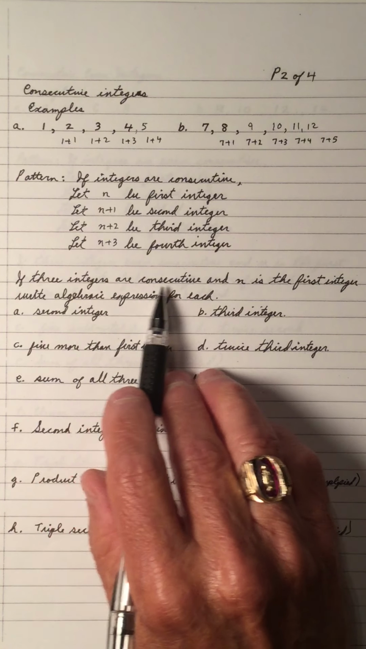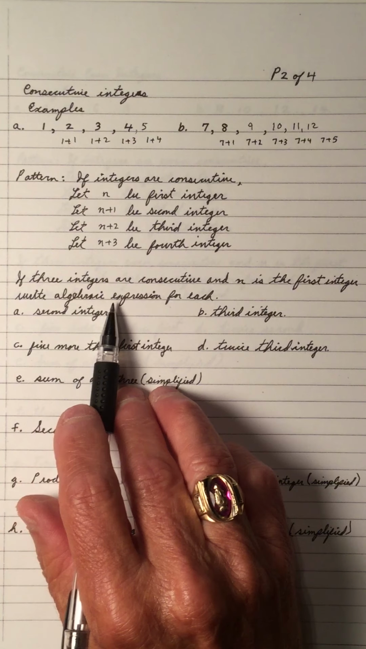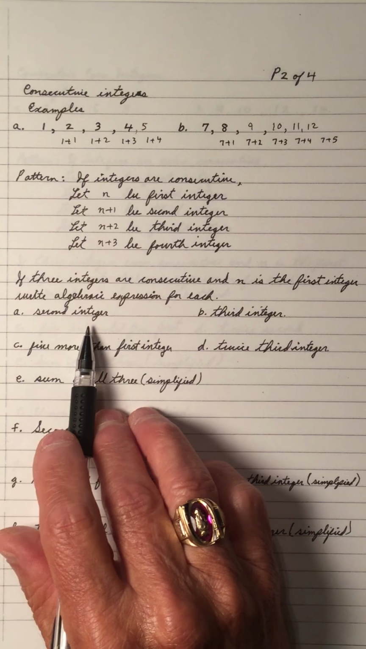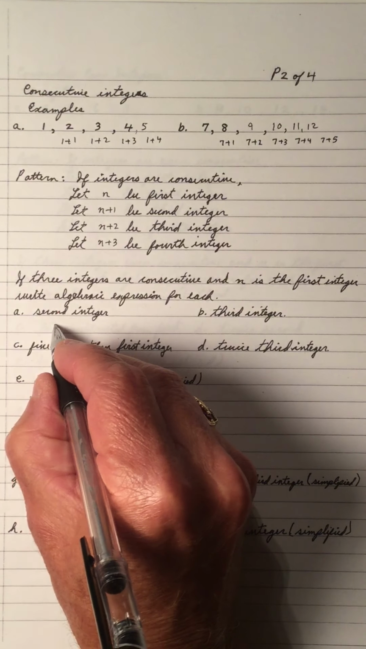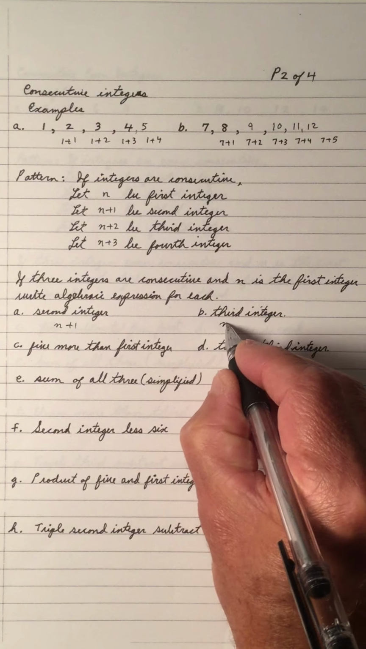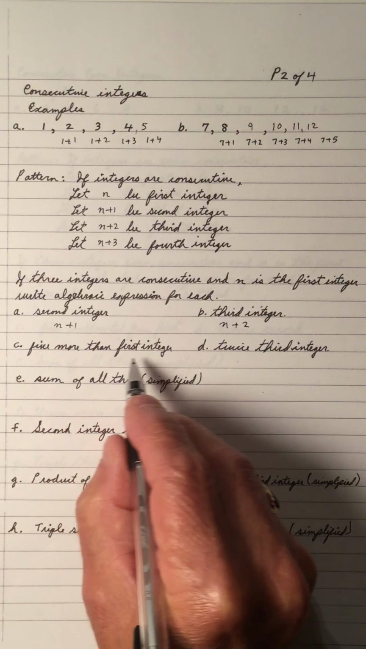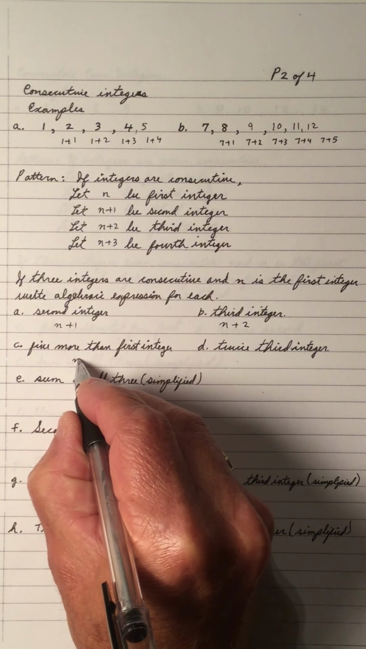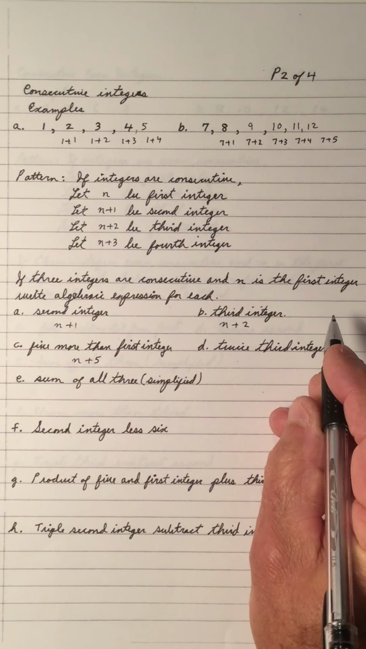If 3 integers are consecutive, and n is the first integer, write an algebraic expression for each of these below. A, the second integer. Well, the second integer is you add 1. The third integer is you add 2. B, 5 more than the first integer. Well, the first integer is n, so 5 more than that is n plus 5.